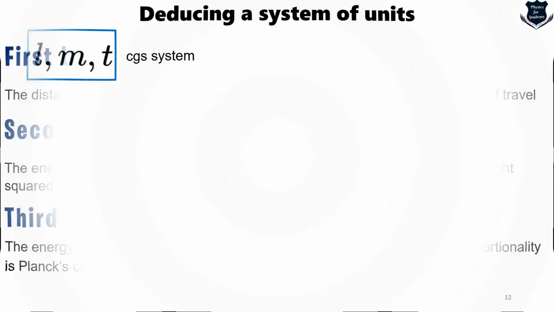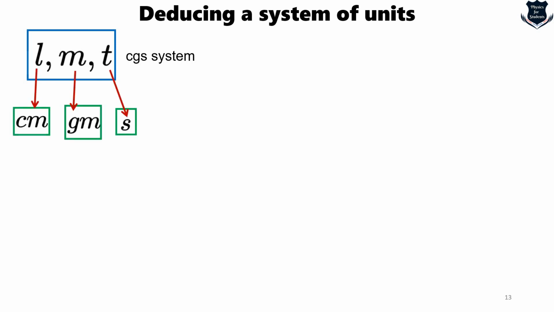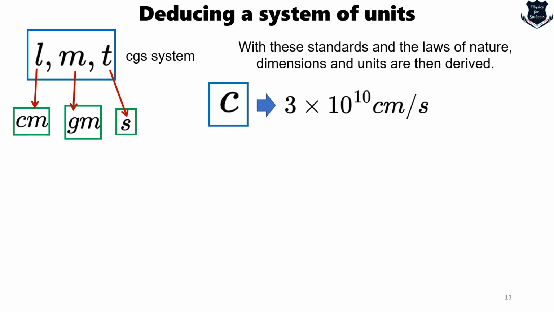Okay, so first we see that the CGS system takes the fundamental dimensions length, mass and time, and then defines standard units of each of these dimensions to be centimeter, gram, second. So these are the definitions: centimeter, gram, second. Now with the laws of nature, dimensions and units are derived from these quantities. For example, from law number 1, we can say that the speed of light in the CGS system has dimensions of length over time and units of centimeters per second.